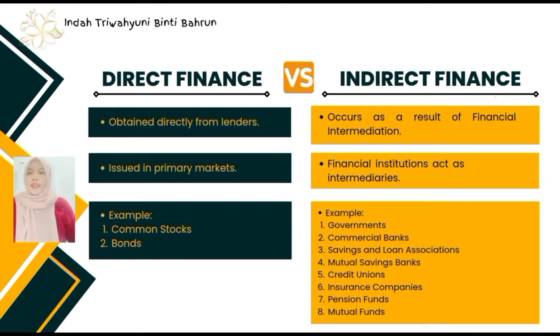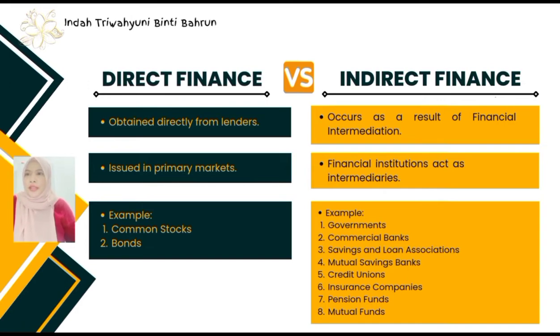Next, there are two segments of the financial market, which are direct and indirect finance. For direct finance, funds are obtained by borrowers directly from lenders in financial markets by selling them securities or financial instruments, which are claims on the borrower's future income or assets.